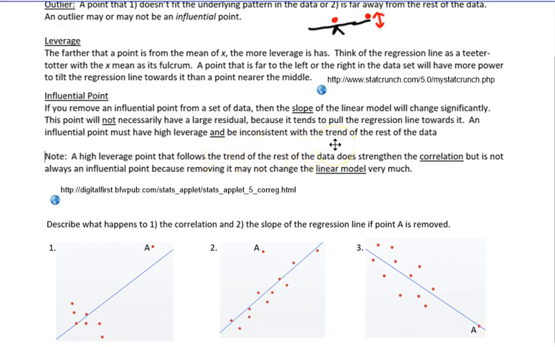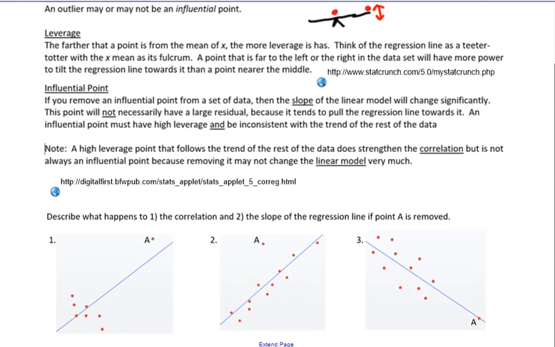Now we're going to look at what an influential point is. A high leverage point can be an influential point, but not always. An influential point is defined this way: if you remove an influential point from a set of data, the slope of the linear model will change significantly. The point will not necessarily have a large residual because it tends to pull the regression line towards it. An influential point must have high leverage and be inconsistent with the trend of the rest of the data. Note, a high leverage point that follows the trend of the rest of the data does strengthen the correlation, but is not always an influential point because removing it may not change the linear model very much.